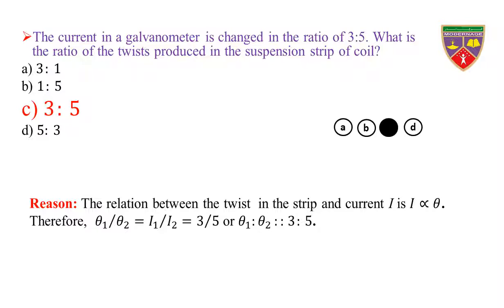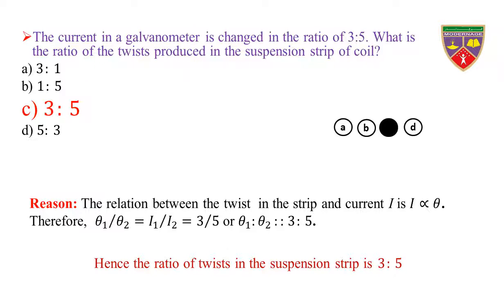Reason: the relation between the twist in the strip and current I is proportional to theta. Therefore, theta 1 divided by theta 2 is equal to I1 divided by I2, which is equal to 3 divided by 5. Therefore, theta 1 to theta 2 is equal to 3 to 5. Hence, the ratio of twist in the suspension strip is 3 to 5.